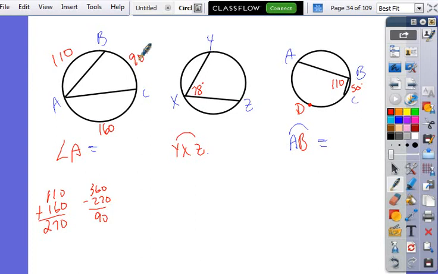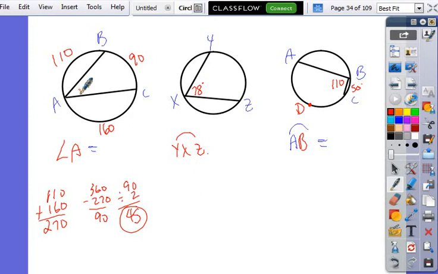90 divided by 2 will give you 45. Because if you got the outside, you divide to get the inside. Remember, the angle is always the small one. Arc is always the big one.